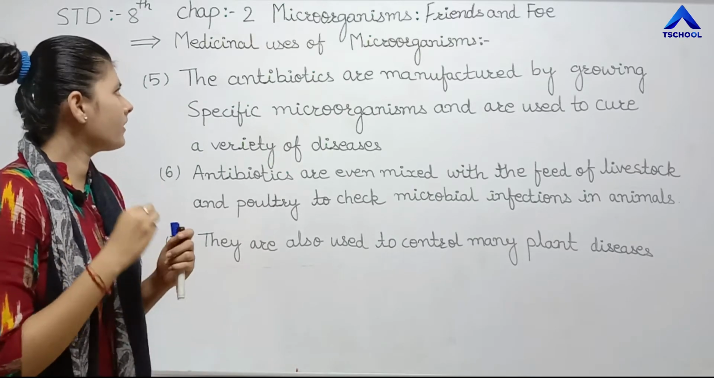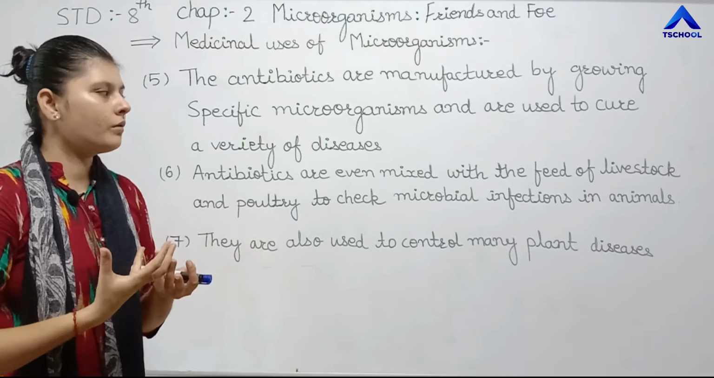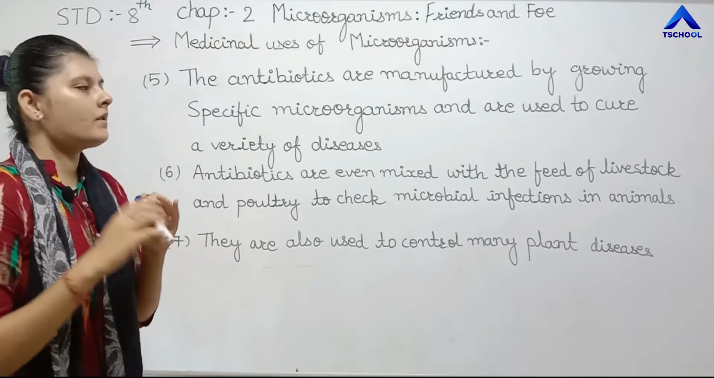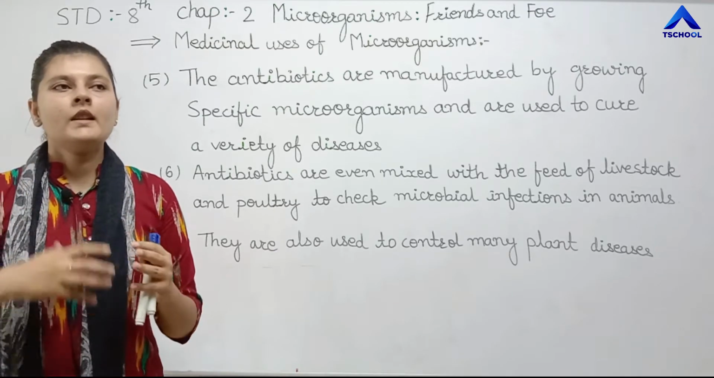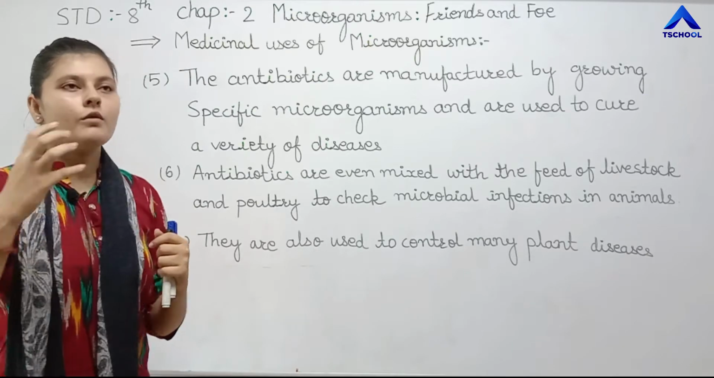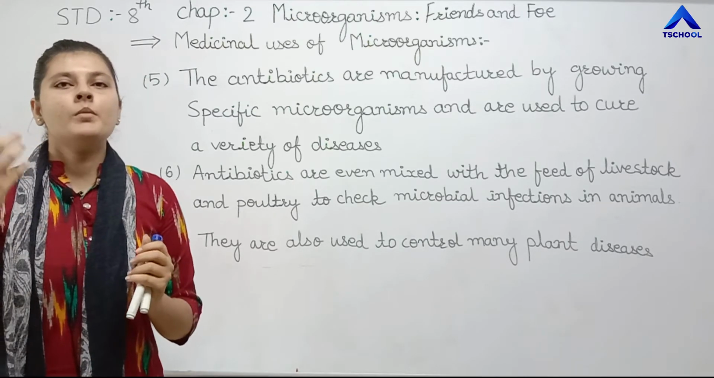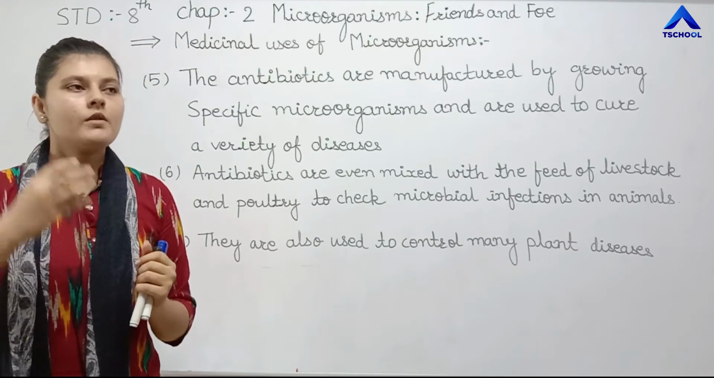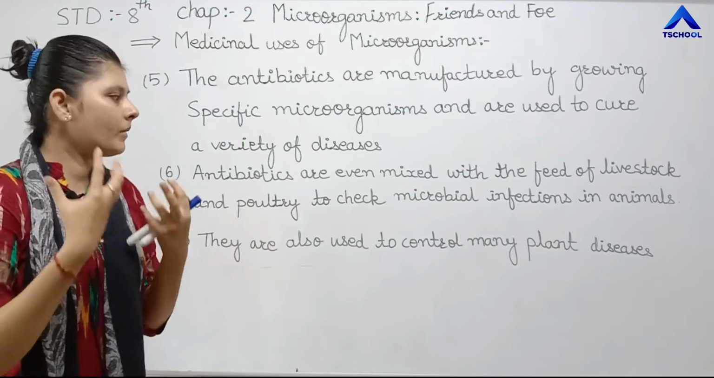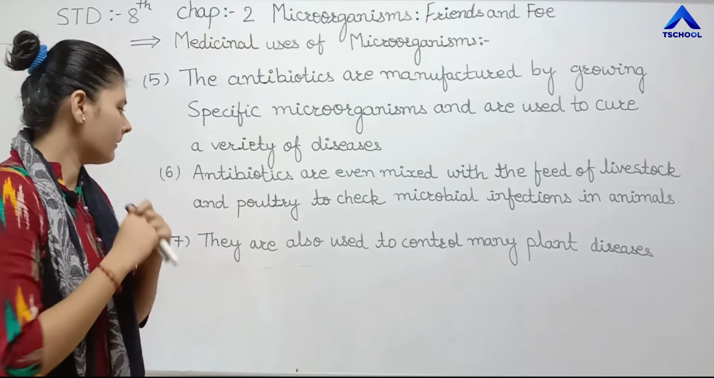Next we discussed how it is manufactured, how they grow it, right? Antibiotics are manufactured by growing specific microorganisms and then they are used to cure disease. Next, antibiotics are even mixed in the food of certain animals to check microbial infection. मतलब उनके खाने में मिक्स करके भी वो उनको मेडिसिन दे पाते हैं और जो एनिमल में इन्फेक्शंस हो रहे हैं उसको चेक कर पाते हैं.